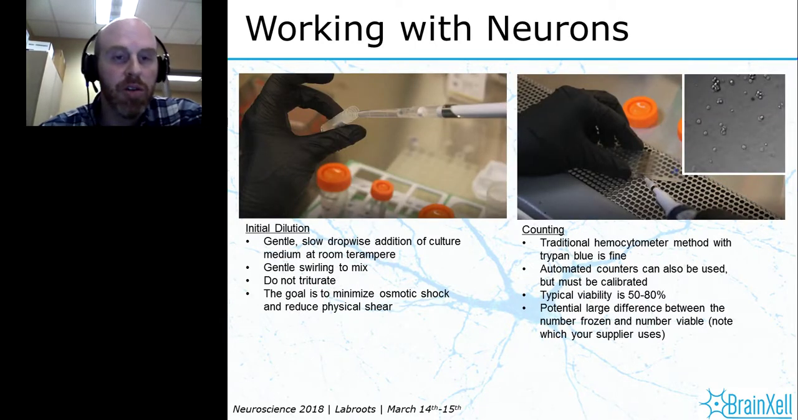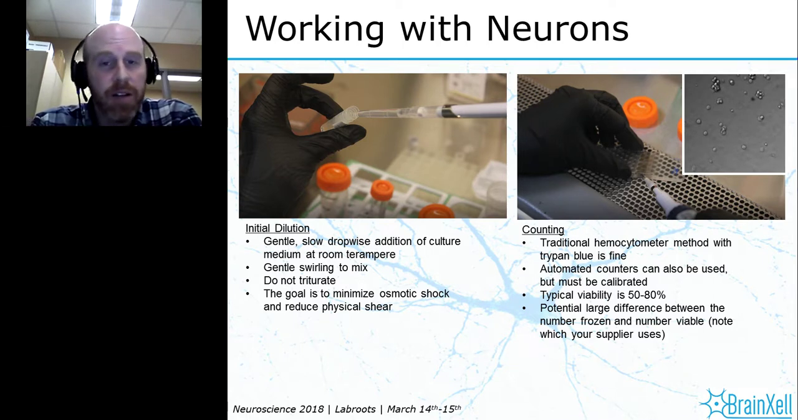As I mentioned, using them is relatively straightforward if you're cautious. And so the next step is simply to dilute the cells up, and you do that very slowly in a dropwise manner. You gently swirl, you don't shake the tube or triturate up and down. So we're trying to avoid osmotic shock, and as I mentioned in the last slide, also temperature shock, as well as physical shear of the cells. So if you treat them well at the beginning of your experiment, they'll perform really well at the end for you. You would count these cells in the same way that you would count really any cell type you're working with. There isn't much of a difference in doing the counting and the diluting up.